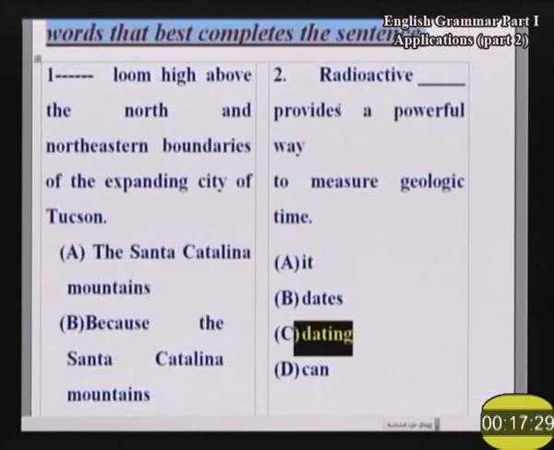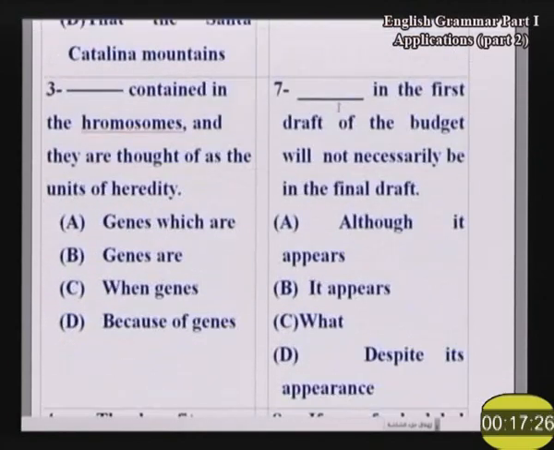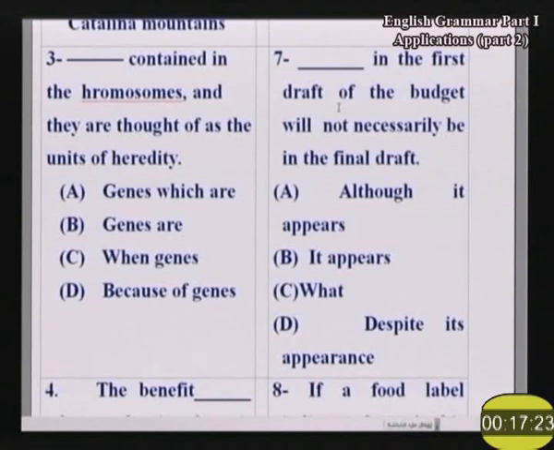طيب نشوف بعد كده نمرة 3. contained in not chromosomes، هي مفروض تبقى in the chromosomes، ولو إن مش مهم لأن قلنا المعاني مش مهمة. contained in the chromosomes and they are thought of as units of heredity. طيب يبقى أنا هنا عندي and بتربط جملتين ببعض.